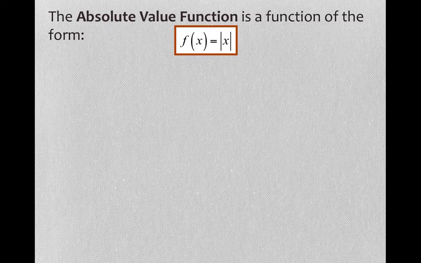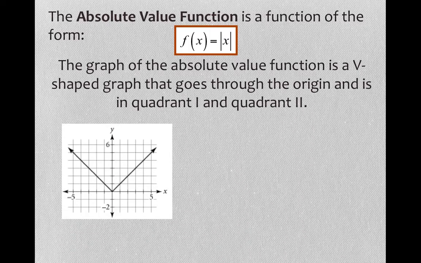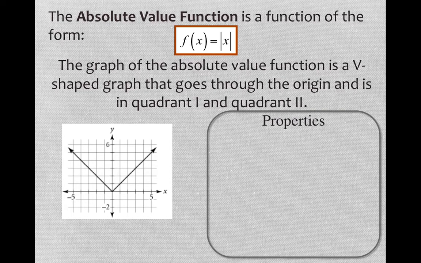The next function we're going to look at is the absolute value function. It's the function of the form f of x equals the absolute value of x. The graph of the absolute value function is a V-shaped graph, and it will go through the origin, and it is in quadrant 1 and quadrant 2. The properties of the absolute value function are the domain is all real numbers, and the range is any number that is greater than or equal to 0.